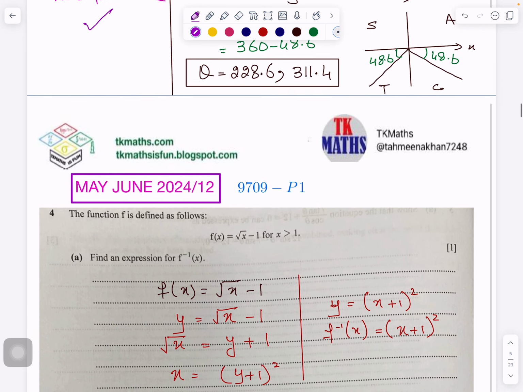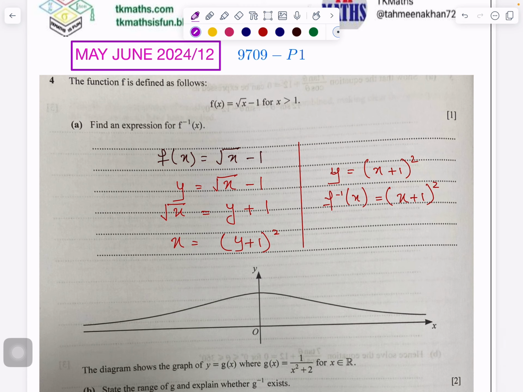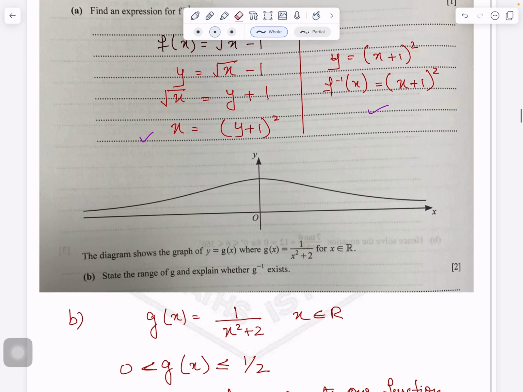So let's come to question number 4. The function f is defined as follows. Find an expression for f inverse x. So you can see here the simple method: put the function equal to y and make x the subject. And after that, replace x by y and y by x. So I hope there is no confusion in it. It's a straightforward question.